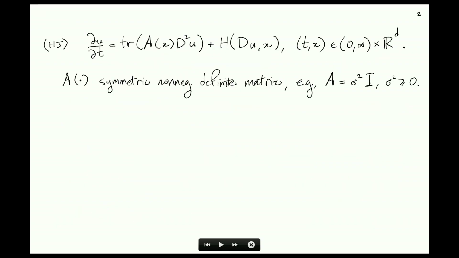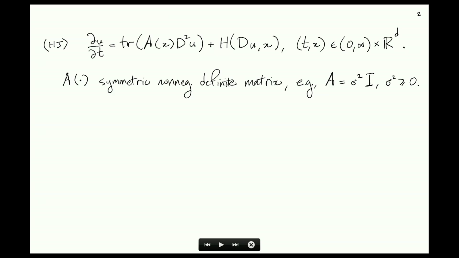So the kind of equation that we'll be considering is a case like this. So H is the Hamiltonian. It takes the gradient of the solution. So we are in d dimensions. And here there is an A. It's a symmetric non-negative definite matrix. So take it a multiple of the identity. It can be 0. In that case, this drops. So you have a first order equation.